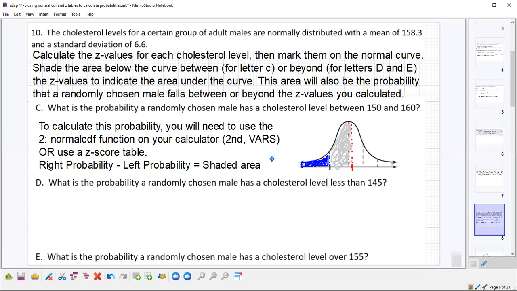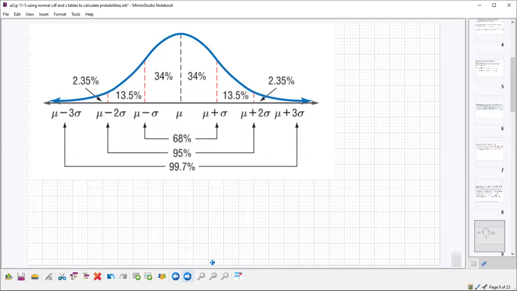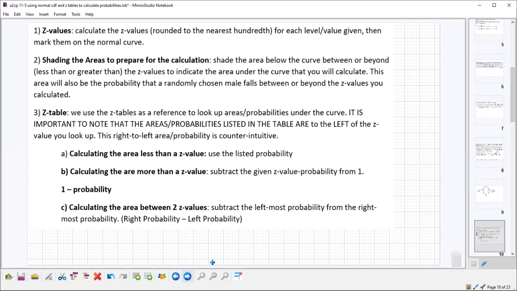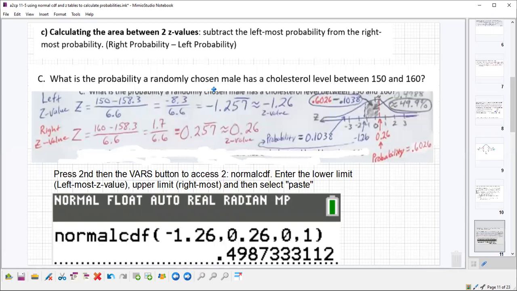I have a little recipe over here, and there are two different ways to do it. You can use your calculator. Calculator has a function called the normalcdf. You get to that by pressing second vars. But either way, you have to have this drawn out first. And so looking at that next slide there, again, that's the empirical rule that you could use to estimate it.